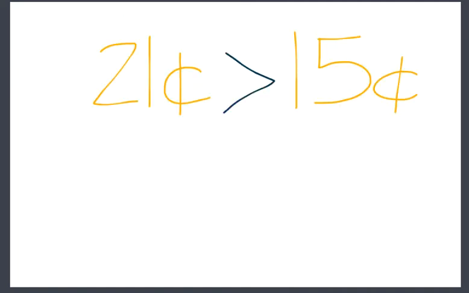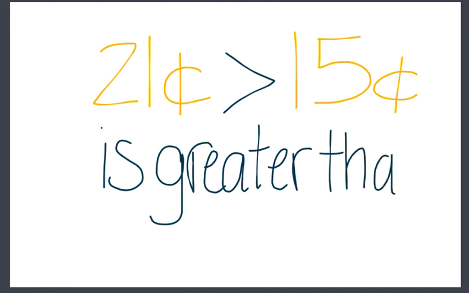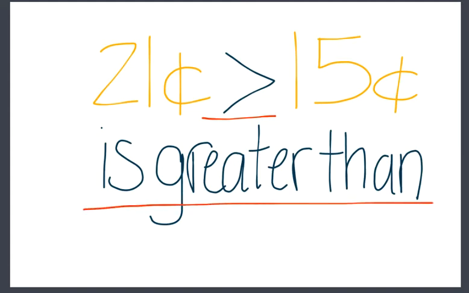What does the symbol mean in this number sentence? What words is it replacing? 21 cents is what then 15 cents? 21 cents is greater than 15 cents. This symbol is replacing the words is greater than.